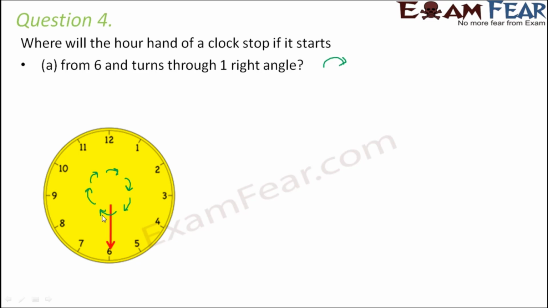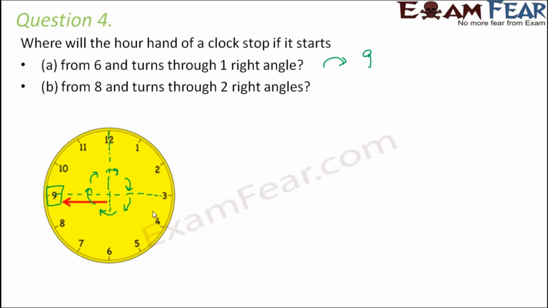So it starts from 6 and then turns through one right angle. Let's again divide it into 4 quadrants. That makes our job a lot easier. Now you can very easily tell where it will go. It starts from 6, completes one right angle. So it reaches where? It reaches 9. So this would stop at 9.